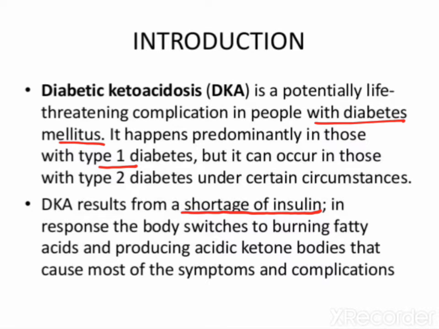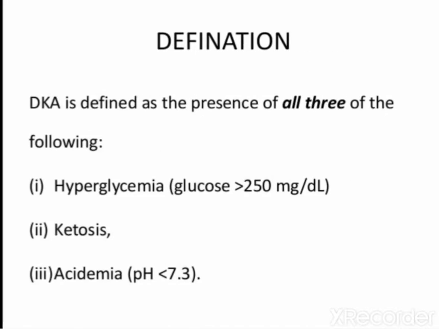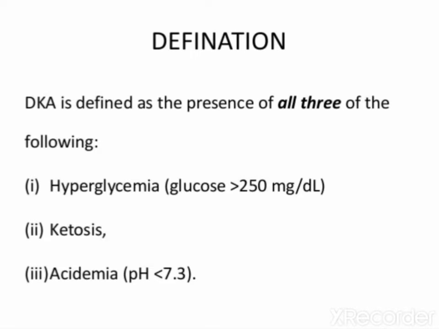In response, the body switches to burning of fatty acids, leading to production of acidic ketone bodies that cause most of the symptoms and complications. It is defined as the presence of all three of the following. It is accompanied by hyperglycemia, that is glucose concentration more than 250 mg per deciliter, ketosis, and acidemia, that is pH less than 7.3.